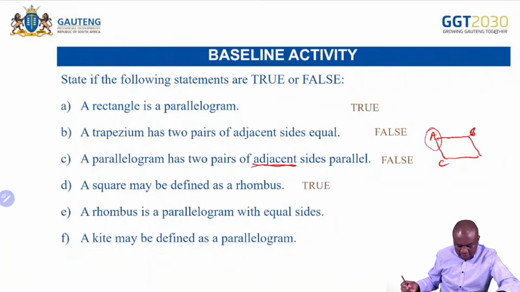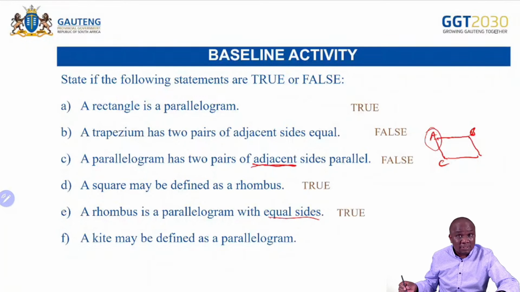A rhombus is a parallelogram with equal sides. Yes, a rhombus is a parallelogram with equal sides. Right, and then a kite may be defined as a parallelogram. No, a kite is not a parallelogram.